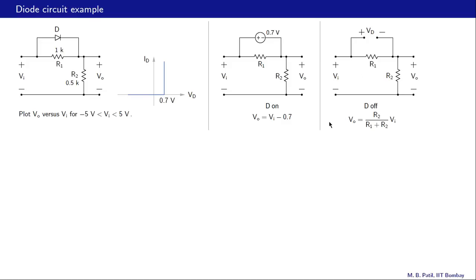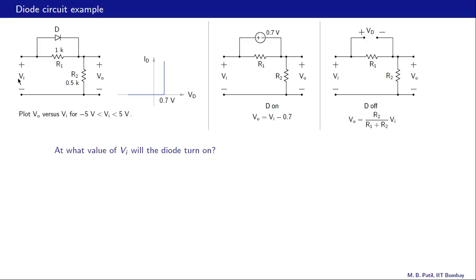And in this case, the output voltage is given simply by voltage division, that is R2 divided by R1 plus R2 times Vi, like that. So we know what happens in these two cases, that is when the diode is conducting and when it is not conducting. Let us now worry about the input side. And the question we want to address now is, at what value of Vi will the diode turn on?